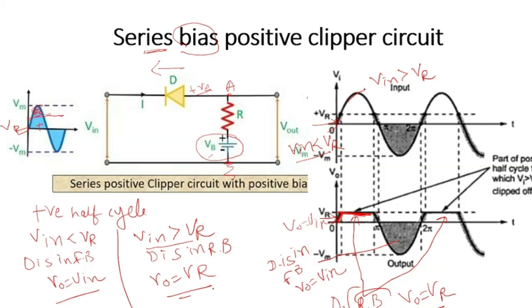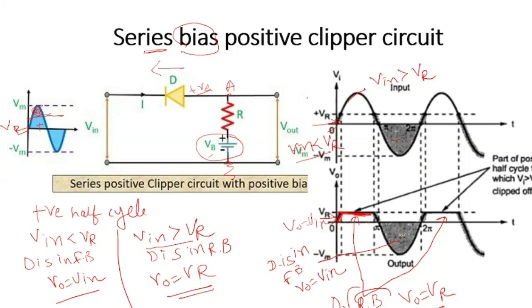In this case the output voltage is equal to VR, and in the negative half cycle the diode is in forward bias and the output voltage is equal to VE for this time period.